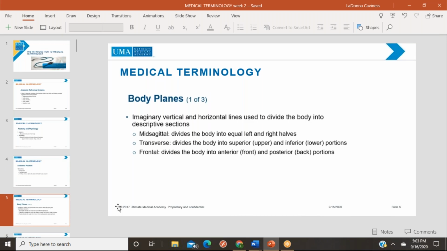Body planes are simply imaginary vertical and horizontal lines used to divide the body into descriptive sections. Mid-sagittal divides the body into equal left and right halves. Transverse divides the body into superior, upper, and inferior, lower portions. Frontal divides the body into anterior, front, and posterior, back portions.